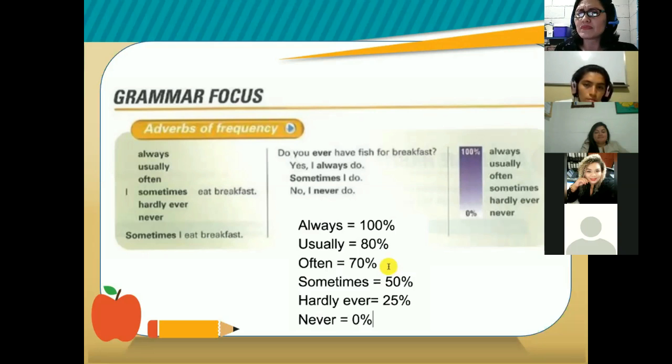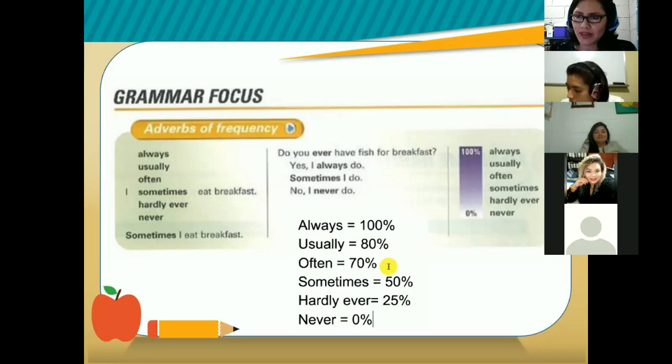Ahora bien, take a look at the question, ¿verdad? Cuando a mí me preguntan, do you ever have fish for breakfast? ¿Verdad? Me están preguntando siempre por frecuencia. Do you ever have fish for breakfast? Yes, I always do. Eso respondería yo, ¿verdad? Or sometimes I do, or no, I never do, right? Entonces, usted puede hacer esa pregunta solo para verificar, ¿verdad? O preguntar si esa persona sí hace eso o no lo hace.